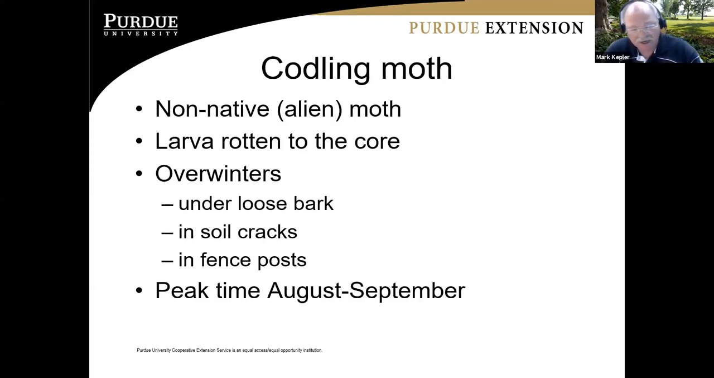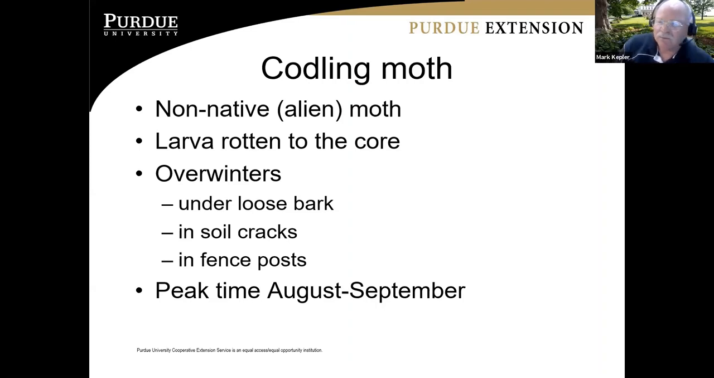Another one we have, it's an issue, is called a codling moth. This is the one that I talked about, and it's a non-native moth. It lays an egg. The egg hatches out to a nice big worm. And when you pick that apple off the ground, it's fallen in the fall of the year, and you bite into it and you find a worm, that's a codling moth. So what's worse than finding a worm? Finding half a worm. But anyway, we won't get into that.